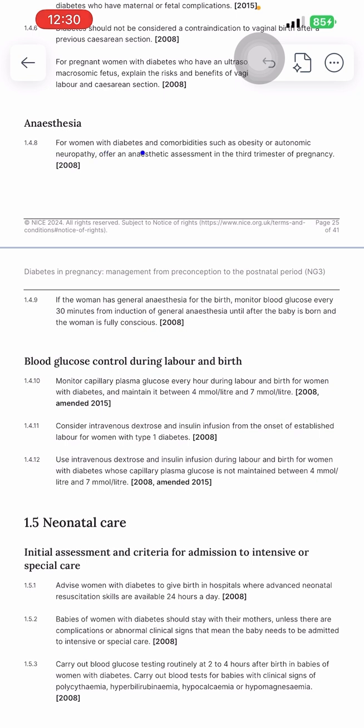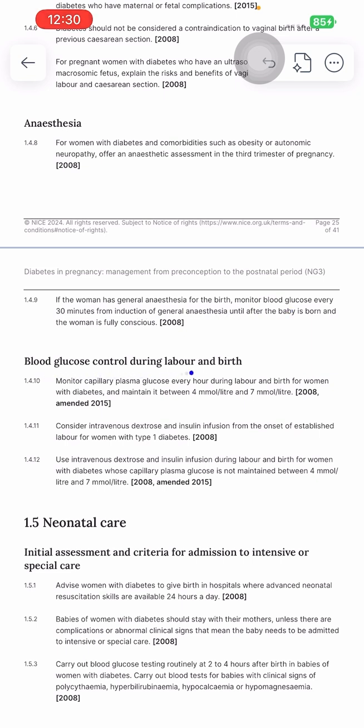Offer an anesthetic assessment in the third trimester of pregnancy for women with diabetes and comorbidities such as obesity and autonomic neuropathy. If a woman has a general anesthetic for the birth, monitor glucose every 30 minutes from induction of anesthesia until after the baby is born and the woman is fully conscious. So if you are planning a cesarean section, or if you do her cesarean section under spinal, then glucose monitoring will be every 30 minutes. Okay.